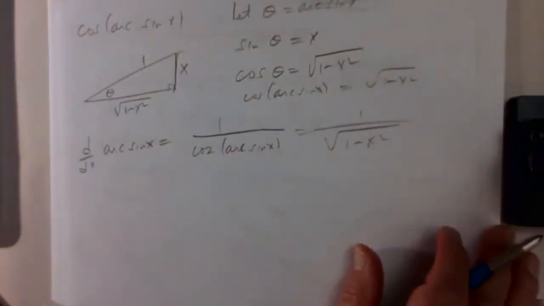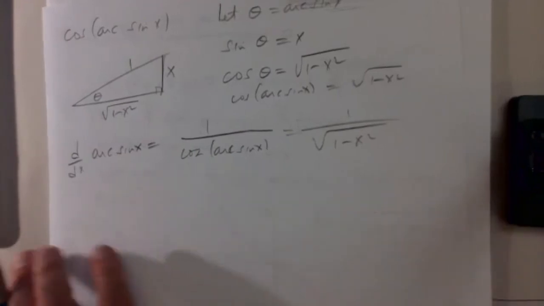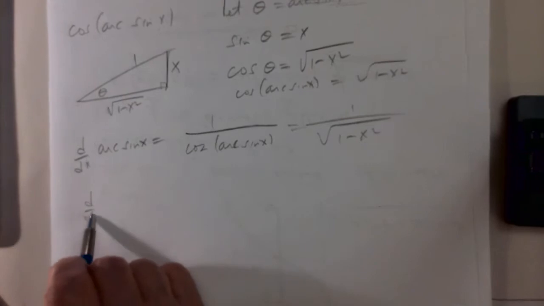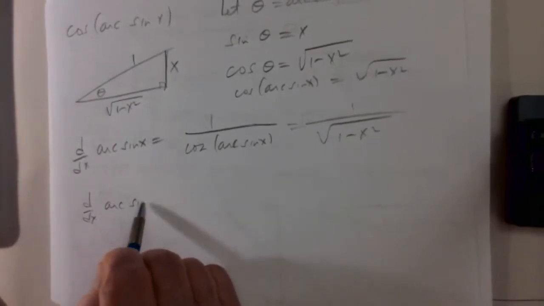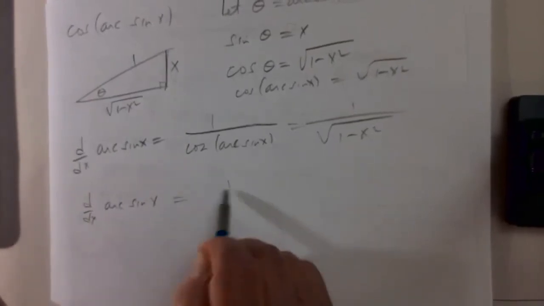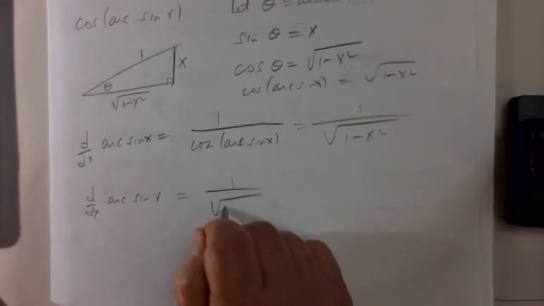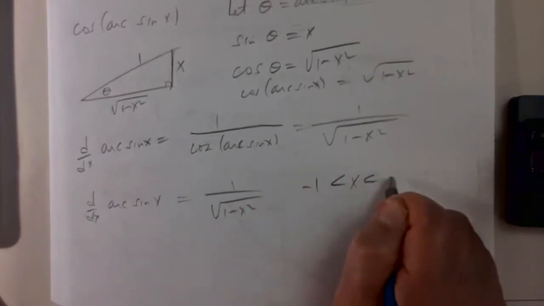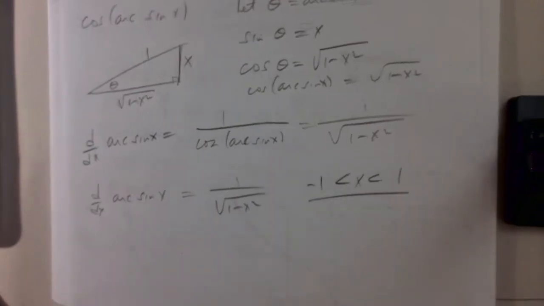So this is one more very important differentiation rule that you need to know. The derivative of the arcsine of x is 1 over the square root of 1 minus x squared for x strictly between minus 1 and plus 1.